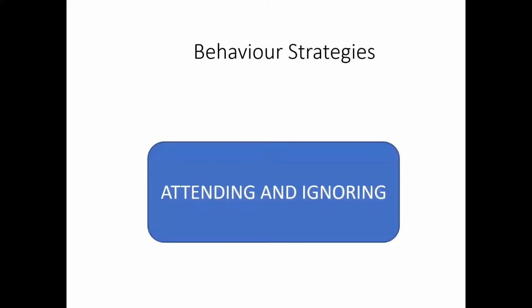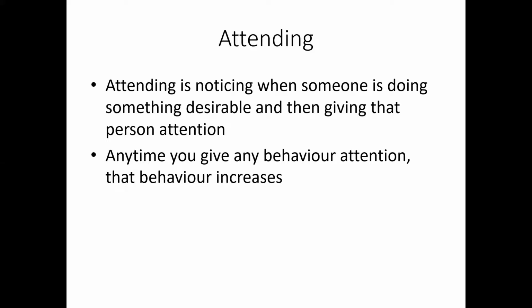And our next behavior strategy is attending and ignoring. So we'll start off talking about attending. Attending is noticing when someone is doing something desirable, and then giving that person attention. Anytime that you give behavior attention, the behavior increases. This is really important to remember. When we give attention, we reinforce that behavior, and then that behavior increases.